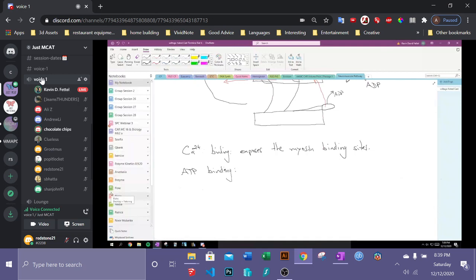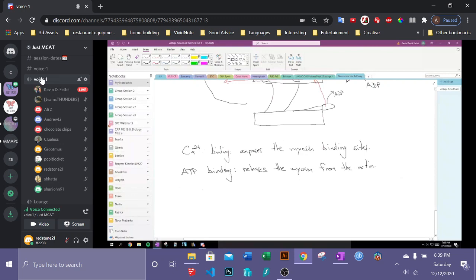What happens with ATP binding? Myosin lets go of actin. Yep, it releases the myosin from the actin. Perfect. Chef's kiss. Perfection.